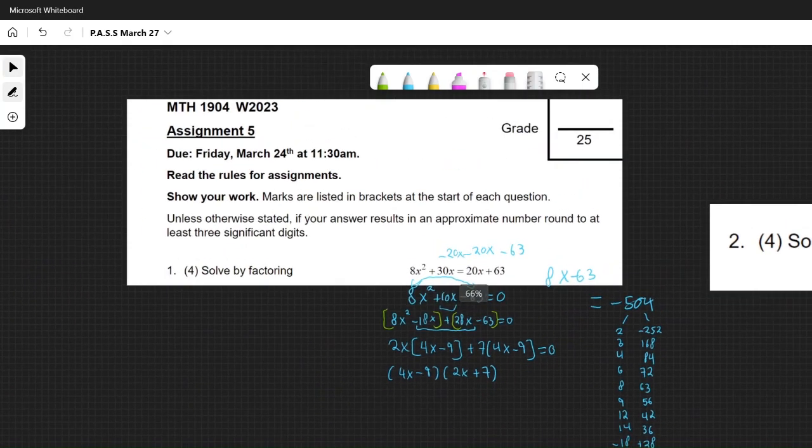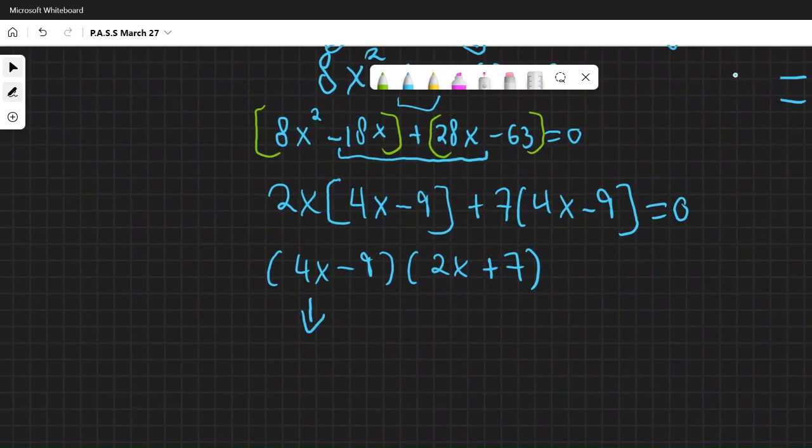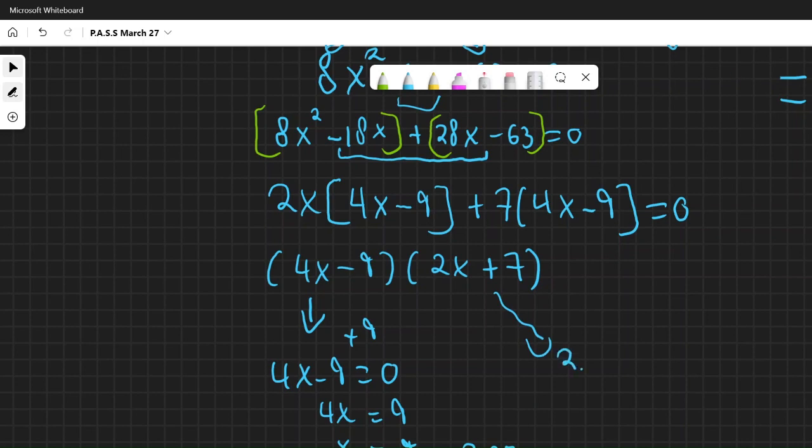And then it didn't say just factor, it says solve by factoring. So now we're going to set each of these two terms equal to 0. So 4x minus 9 equals 0, plus 9. Then 4x equals 9, x equals 9 over 4, which is 2.25. Then this other term here, we have 2x plus 7 equals 0, 2x equals negative 7, x equals negative 7 over 2, which equals negative 3.5.